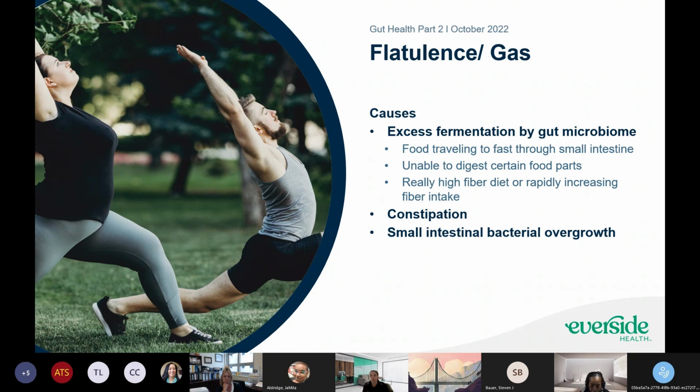If food's moving too slowly through the gut, then those microbiota are going to have more time to ferment all of that wonderful food for you. And it could be small intestinal bacteria overgrowth. So small intestinal bacteria overgrowth is having a lot of bacteria travel from your large intestine, where they're supposed to live, into your small intestine, into that last part. And then suddenly they have more access to all of those nutrients. So you're having more gas because of that.